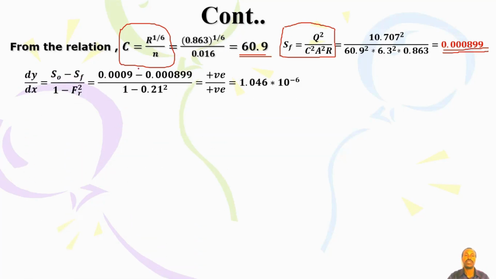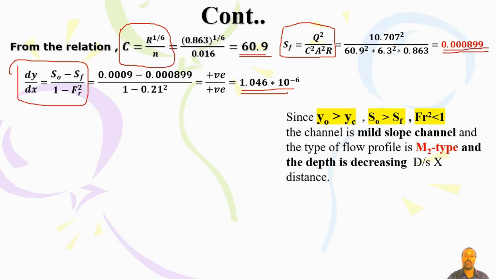Okay, then dy/dx, this is the gradually varied flow equation. We know this equation. After substitution, you get positive over positive. Since normal depth y0 is greater than yc, and S0 is greater than Sf, the Froude number squared is less than 1 in this equation. So you get positive over positive. So the channel is a mild slope channel. Clear?